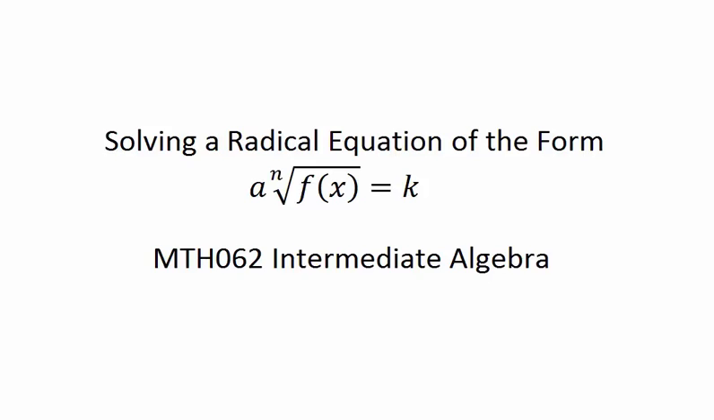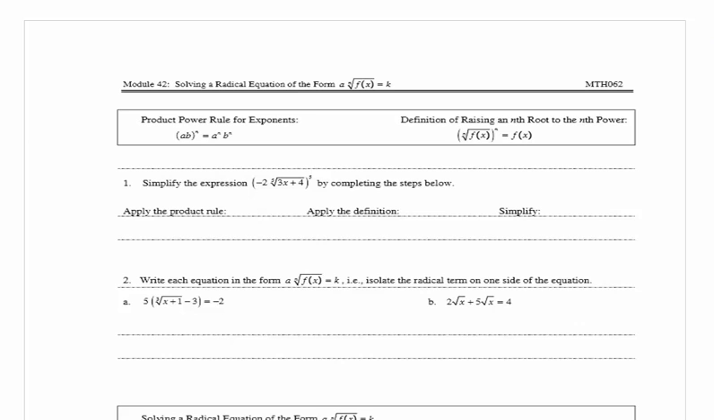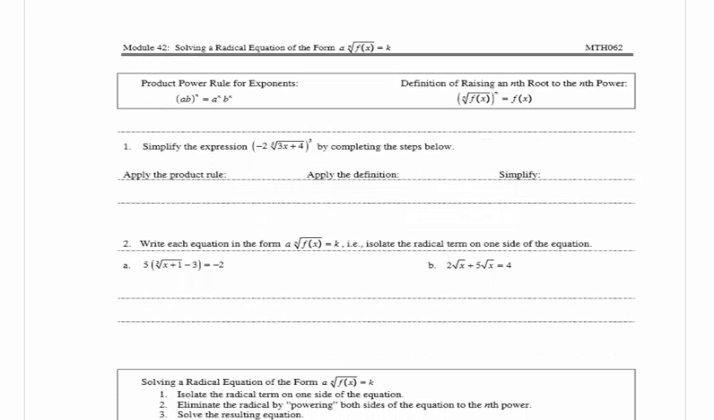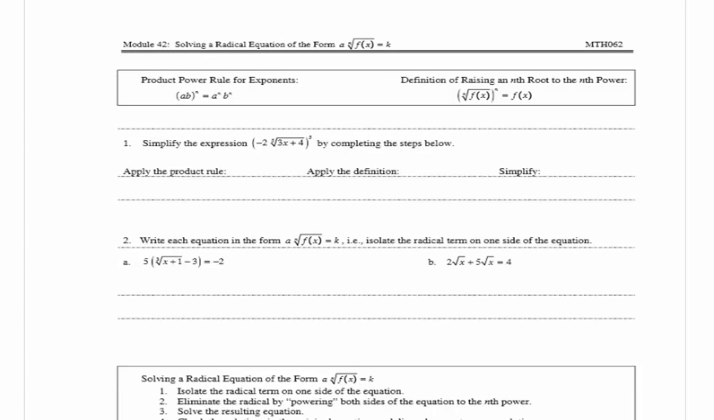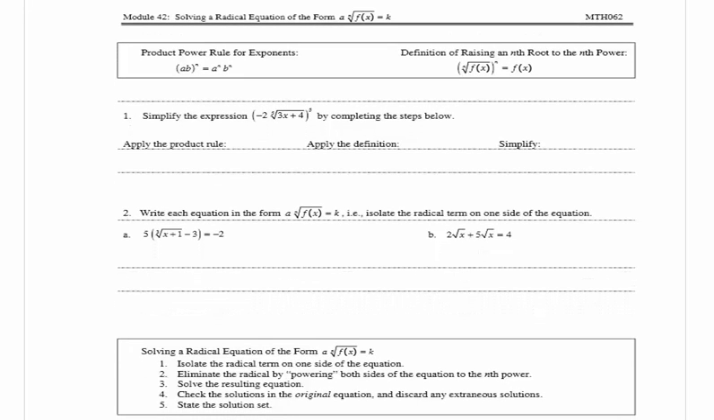In this video, we're going to be looking at solving a radical equation of the form a times the nth root of f of x is equal to k. And we have a reminder of the product rule for exponents and the definition of raising an nth root to an nth power. In number 1, it asks us to simplify the expression negative 2 times the fifth root of 3x plus 4, all raised to the fifth, by completing the steps below.